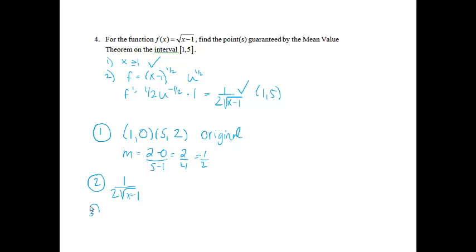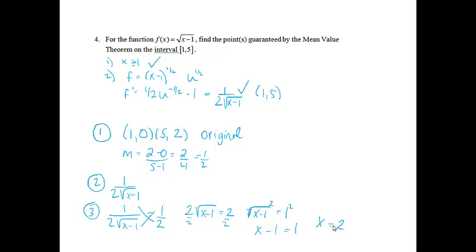And then my third step is to set the derivative equal to the slope, because the mean value theorem states that somewhere the derivative equals the slope. I've taught you that if you have two fractions equal to each other, to cross multiply. So I will have 2 square root of x minus 1 equals 2. I'll then divide both sides by 2, so I'll get square root of x minus 1 equals 1. From here I'll square both sides, so I'll get x minus 1 equals 1. And then if I add 1 to both sides, I will get x equals 2. And that is in the interval, so that is the point guaranteed by the mean value theorem.